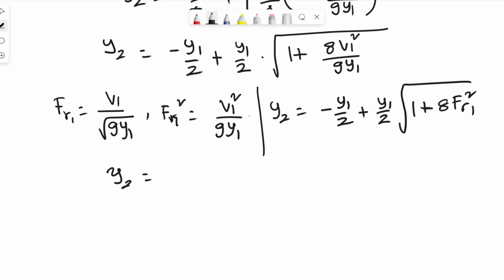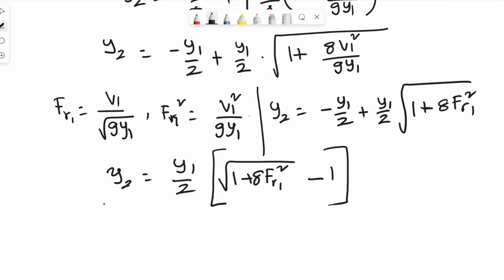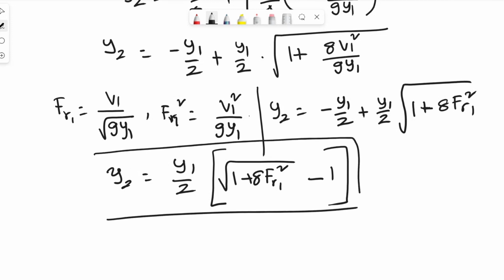Y2 is equal to, if I take common whatever is possible, y1 by 2 into square root of 1 plus 8FR1 square minus 1. So this is what I want to show. Somebody will ask you in terms of Froude number, you show this. Remember, FR2 does not come into the picture in case of hydraulic jump.